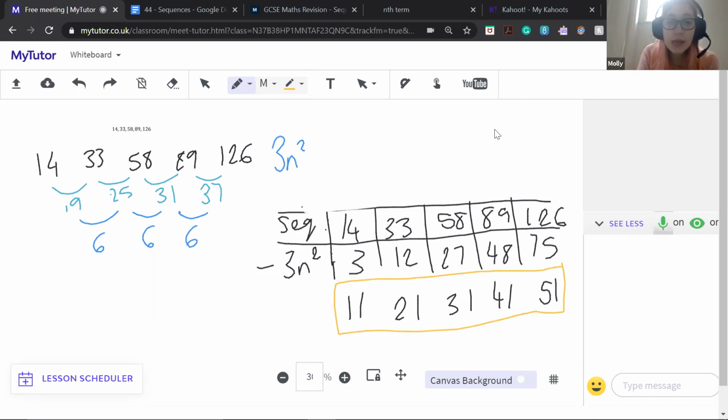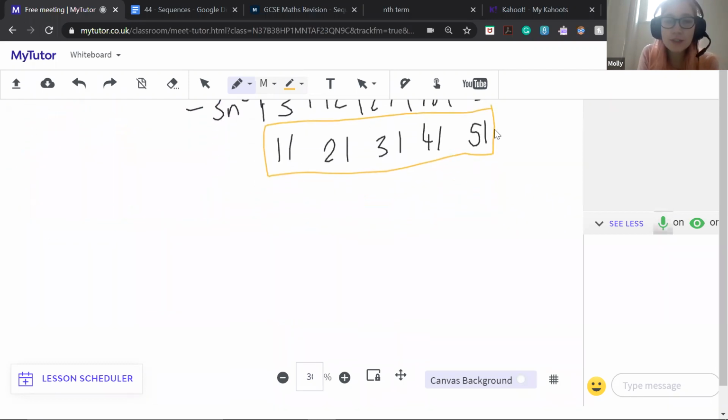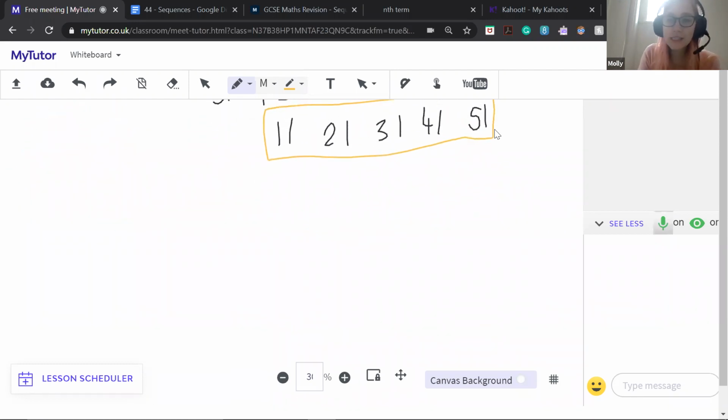So what we do is forget that it's a squared question for a minute. Imagine that this was your sequence that you had been given. What's the nth term of this sequence? This 11, 21, 31, etc. What's the nth term of that?